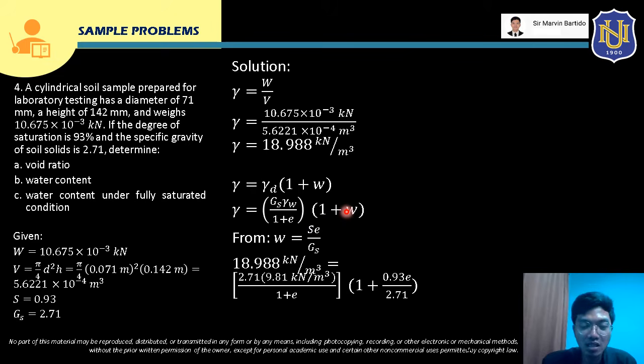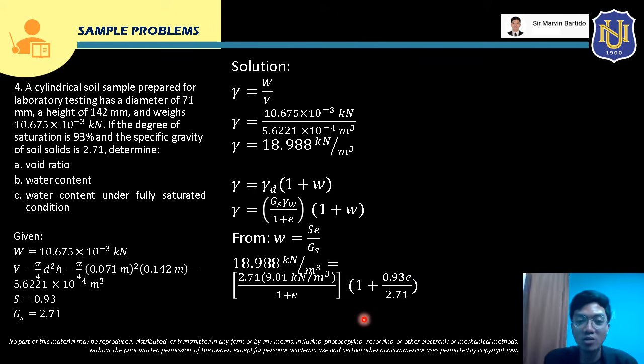So, class, let's substitute what we got here. Our unit weight, class, is 18.988. Substitute it here. Then our G sub S is 2.71. Gamma water is a constant, class, 9.81 kilonewton per meter cube. And then 1 plus e, where our e, class, is unknown, times 1 plus 0.93. This is where it came from. So our W is S, 0.93 times e, which is unknown, over the specific gravity, which is 2.71.